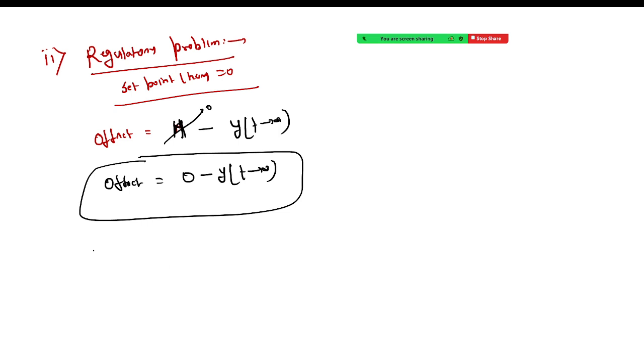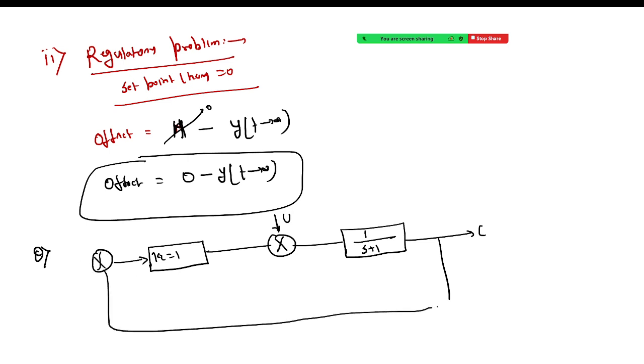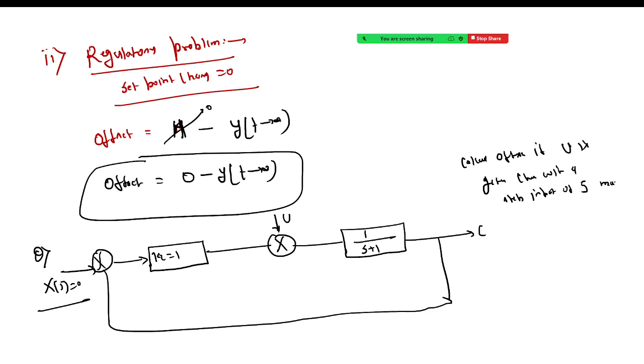So let's say I am trying to control a process like this. This one is a process having K_C equal to 1. I'm giving you the simplest example so that you can solve it. And this is 1 upon S plus 1. This one is your C, and this one is your load. Again, here is an input, X_S is equal to 0. So calculate the offset if U is getting changed with a step input of magnitude 5. How can I solve for the offset for this particular process? Calculate the offset for this particular process.